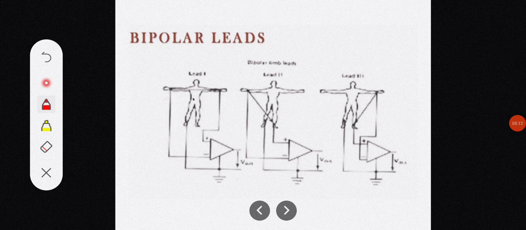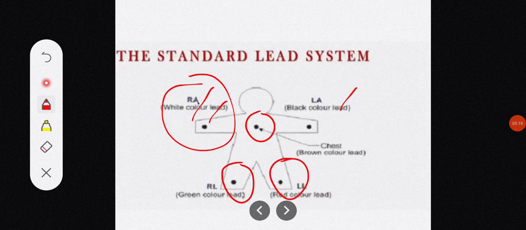Now the placement of electrodes as well as the color code used to identify each electrode is shown here. As you can see, the right arm is given the white color, the left arm is given the black color, and the chest is brown. The color code has been given to the electrodes to identify them.